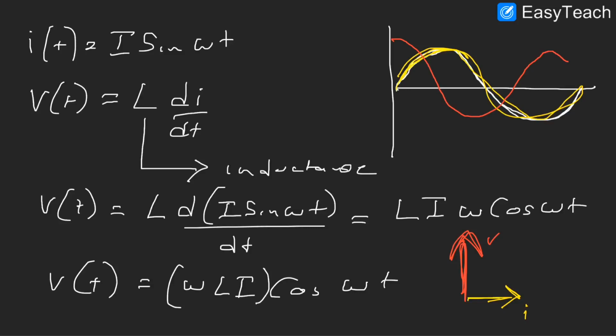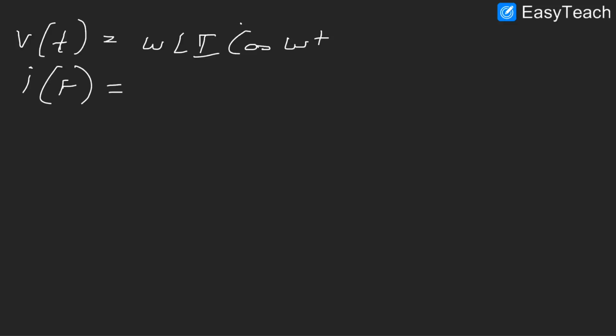Alright, so let's look at some of the formulas, and before doing that, I just want to bring your attention to this part right here. So we have our expression for the induced voltage, and also for the current. If I just go ahead and write this down, the induced voltage is omega times Li cosine omega t, and the current is just going to be I sine omega t.